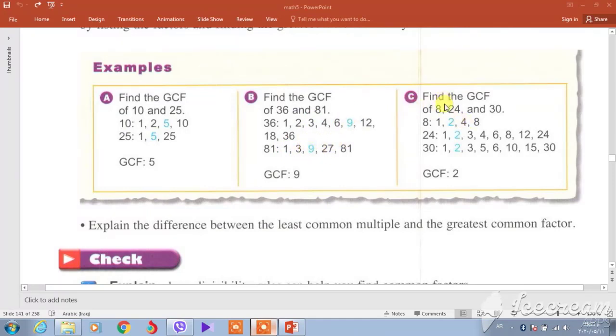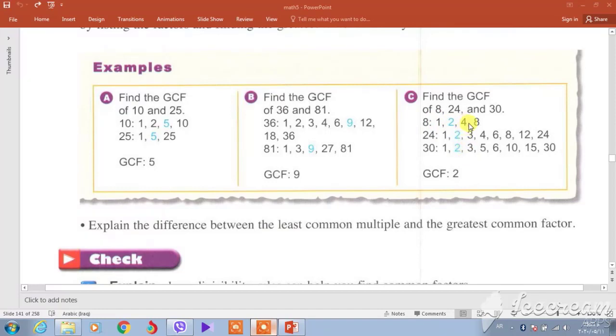In example C, we have 8, 24 and 30. First we find the factors. 1 times 8 equal to 8, 2 times 4 equal to 8. For 24: 1 times 24, 2 times 12, 3 times 8, and 4 times 6, all equal to 24. For 30 we have 1 times 30, 2 times 15, 3 times 10 and 5 times 6 equal to 30. We have 1 and 2 in all of them.